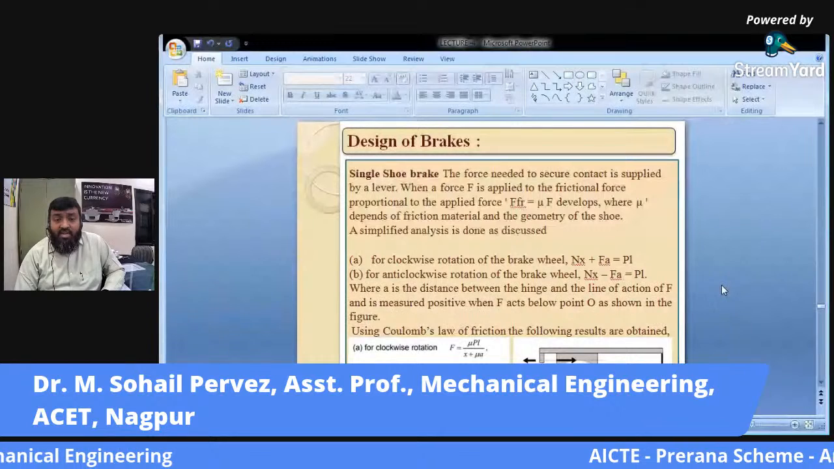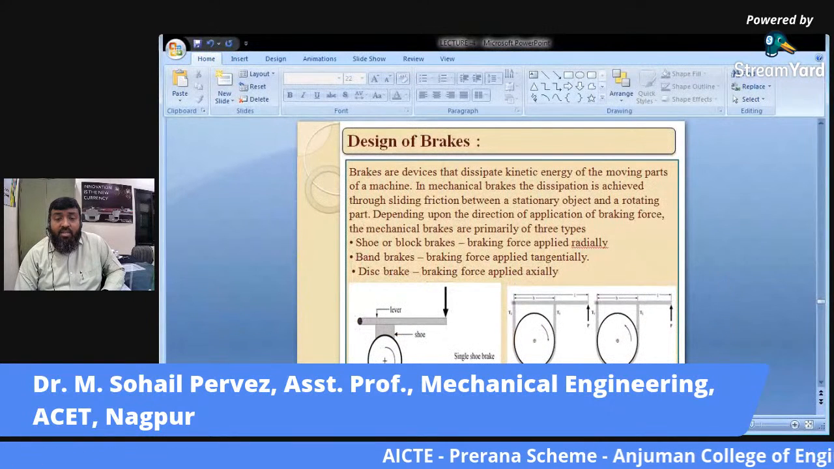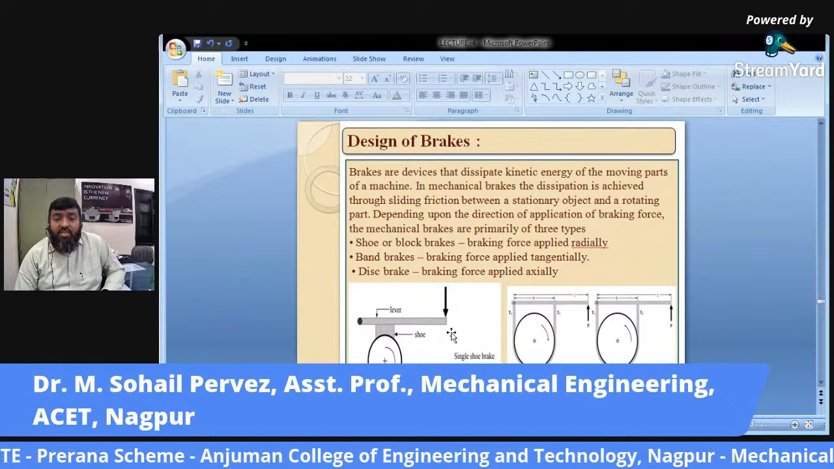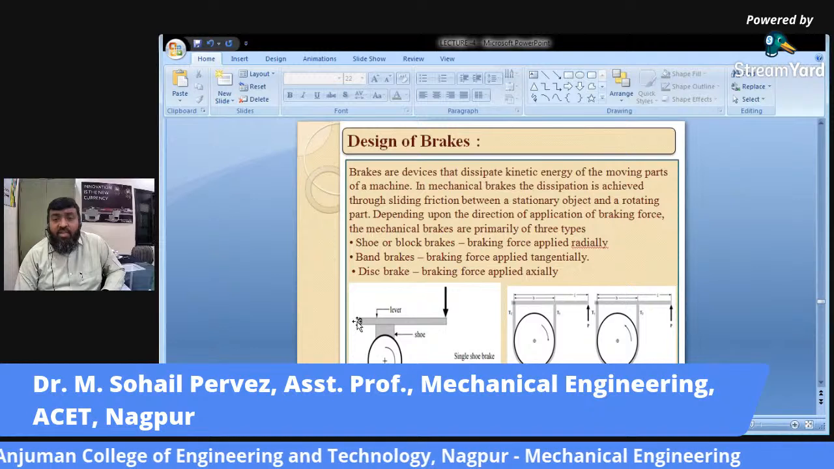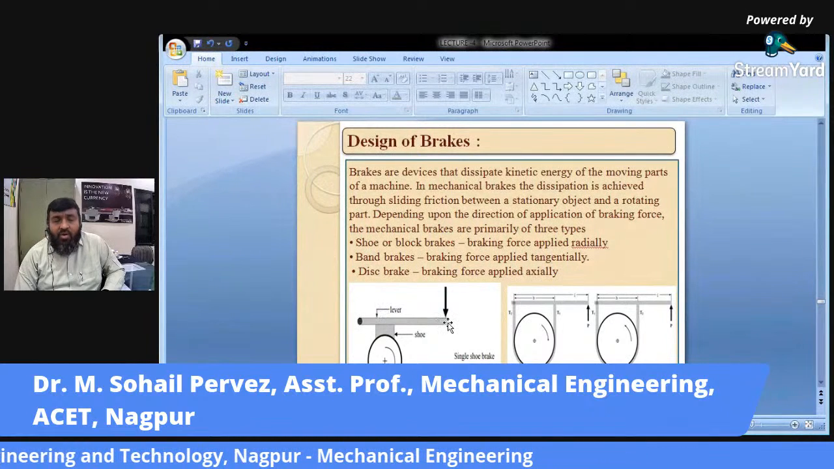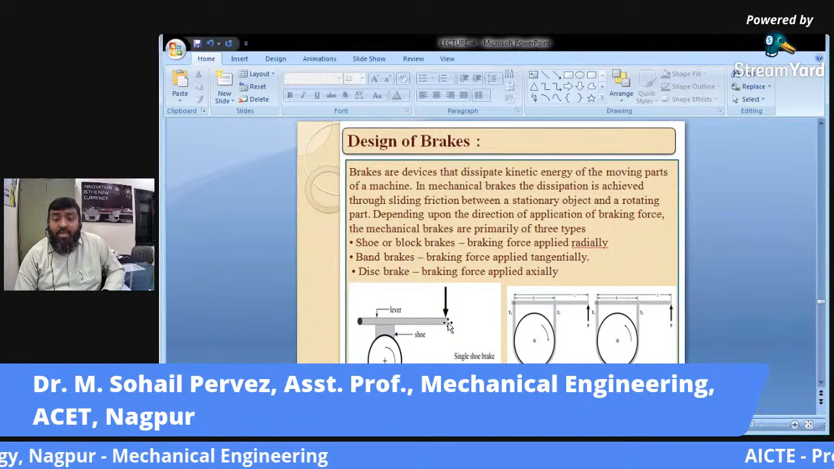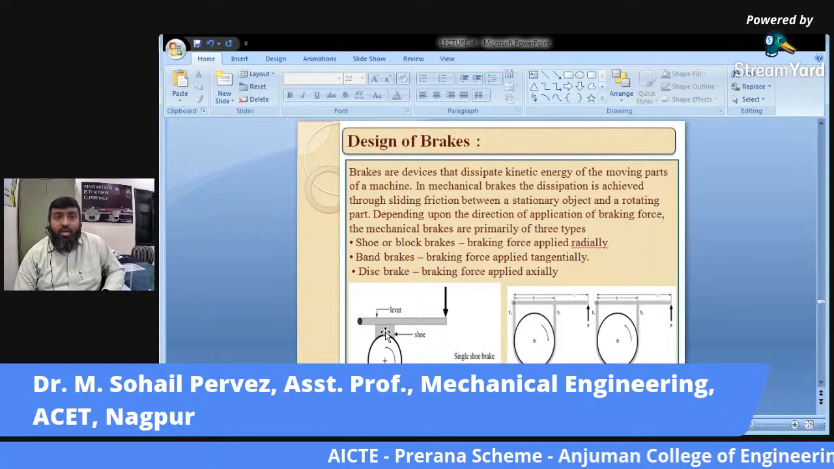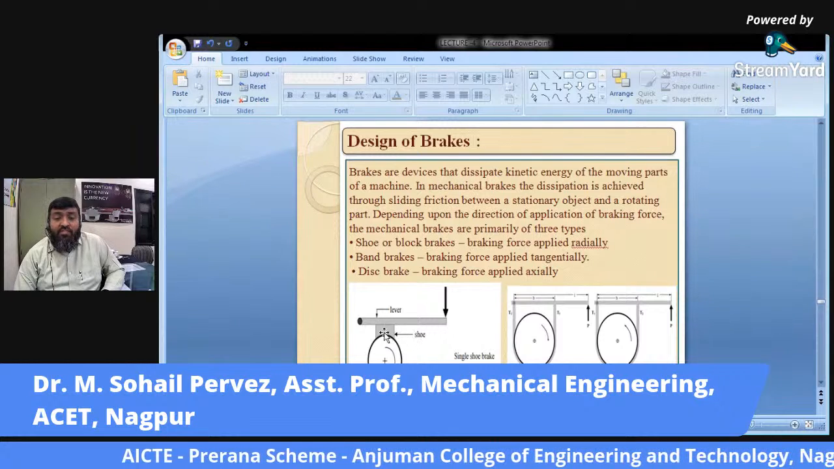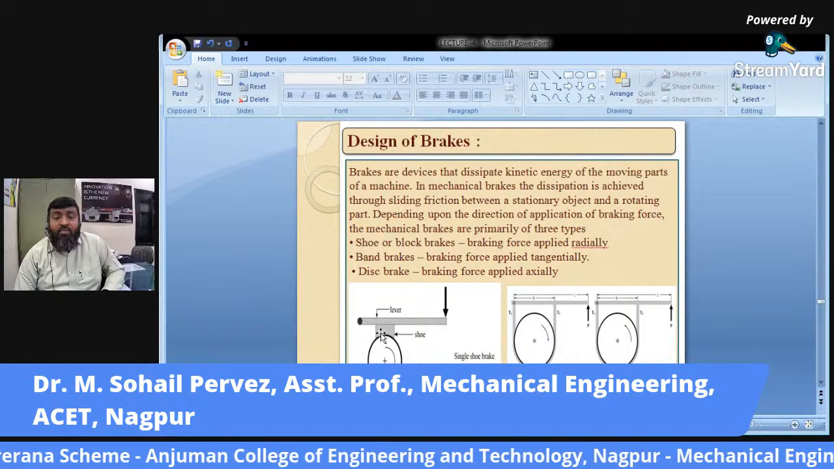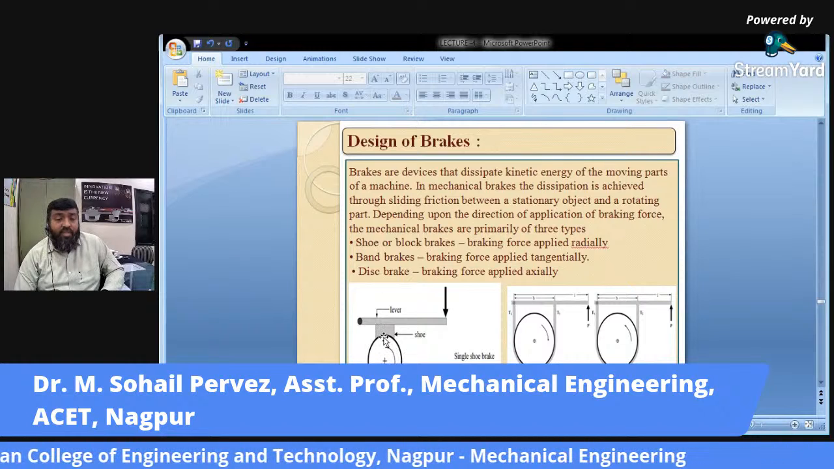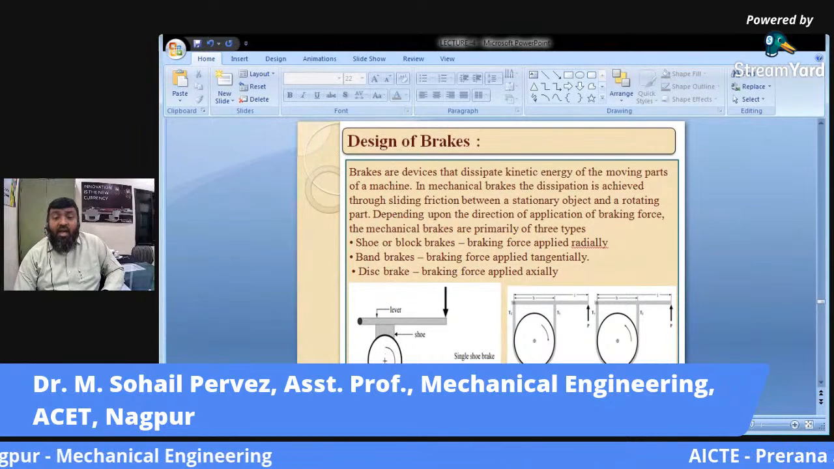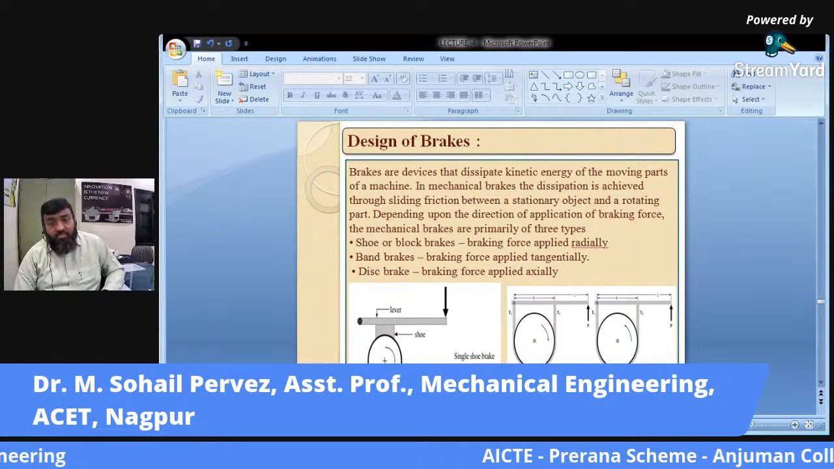Now please consider this diagram again. I'm talking about the shoe or block brake. A simple lever is pivoted at one end, while some force from the hand or the foot or a spring arrangement may be applied at the free end. Here this is a shoe or a metal block whose outside surface is in conformance with the surface of the drum. So the surface conformance will be there between the shoe and the drum.